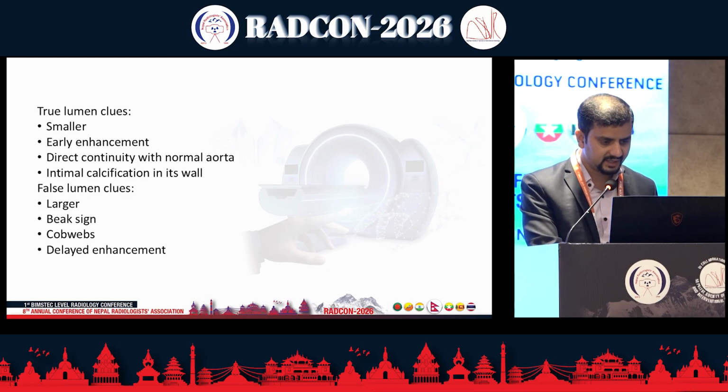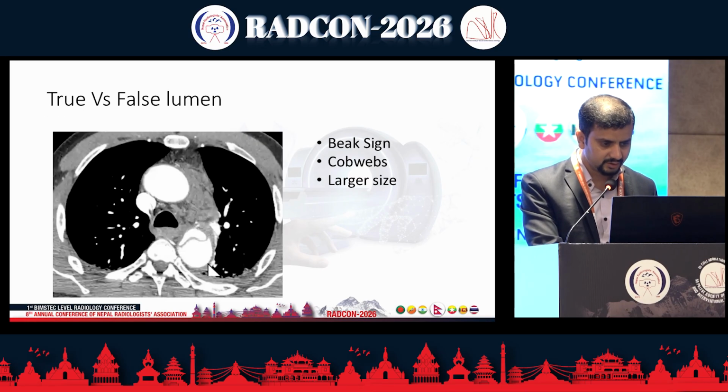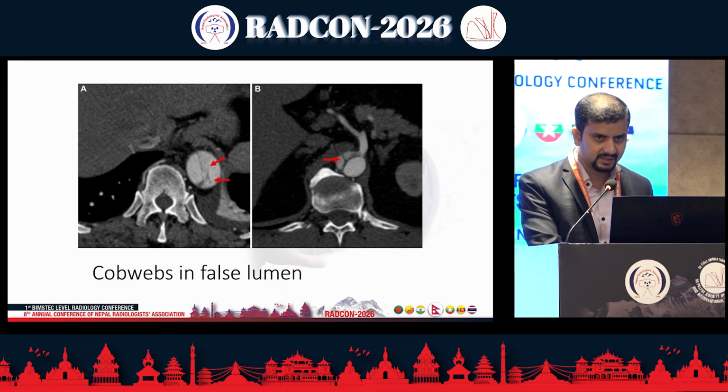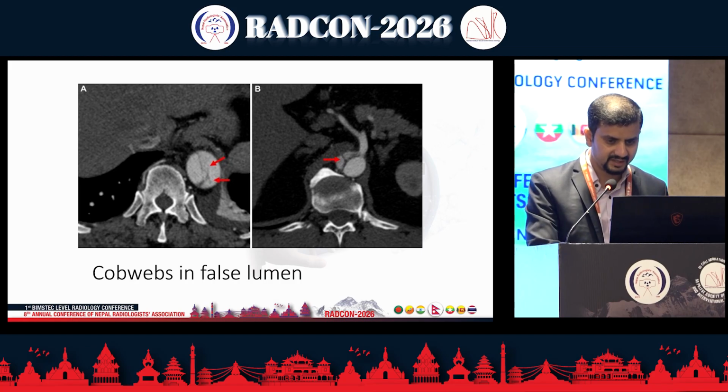So what is it? We can see there are two lumens. The smaller one is usually the true lumen and the larger one is the false lumen, where we can also see the flap is making an acute angle with the wall, giving the beak sign. So this larger one is the false lumen. Also, cobweb sign means there are hypodense soft tissue like structures which are usually on the side of the true lumen, which usually represents the sheared soft tissue of the media done by the dissection.